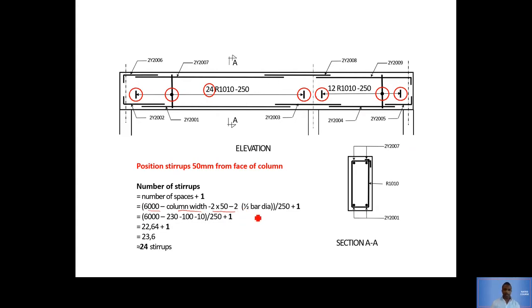And then there's the bar diameter. Then you just have to add +1 to the equation. It's just an equation where you always have to add +1. Then approximately 24 is what you need. So you will put the number of them in front.